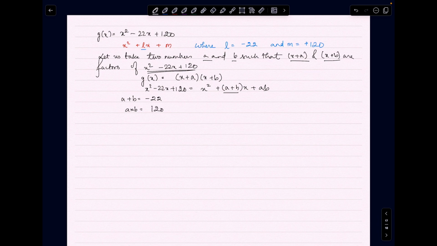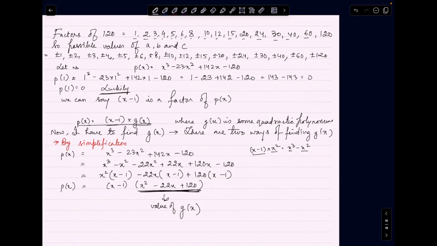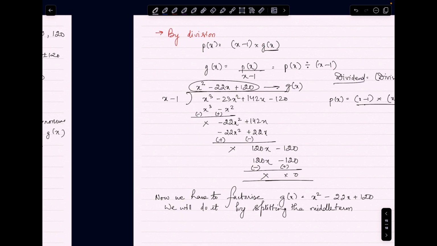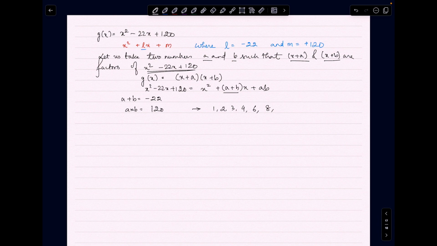One method is to find the possible values: find the factors of 120 and then make the pairs. That is the splitting the term method. I find the factors 1, 2, 3, 4, 6, 8 and so on, of 120, then make the pairs which satisfy both conditions, a into b equals 120 and a plus b equals minus 22. So this is a hectic process.